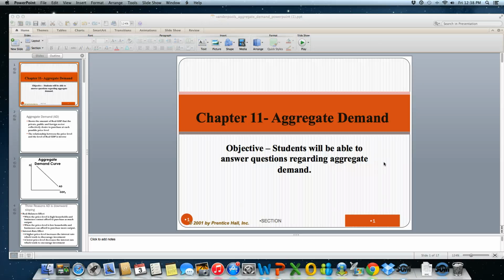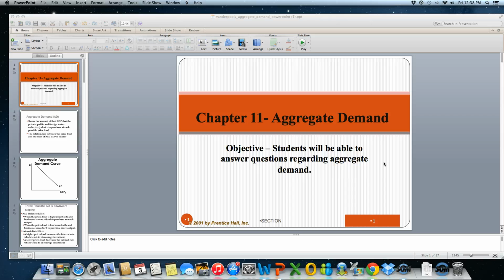Hi everyone. So today we're going to be talking about aggregate demand. Now we've already looked at individual demand at the microeconomic level. Now I want to look at aggregate demand at the macroeconomic level. So we're looking at the demand for an entire economy at a certain price level.